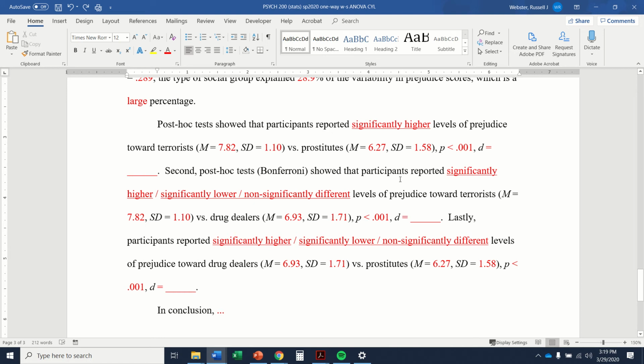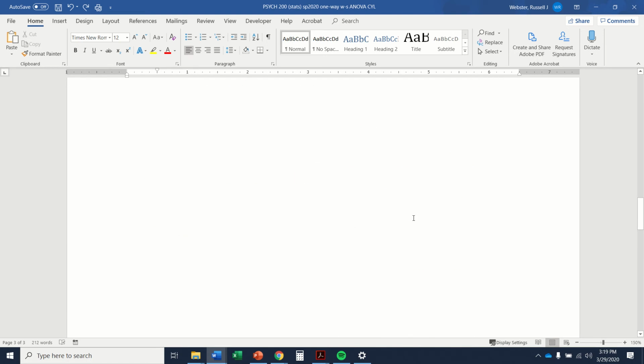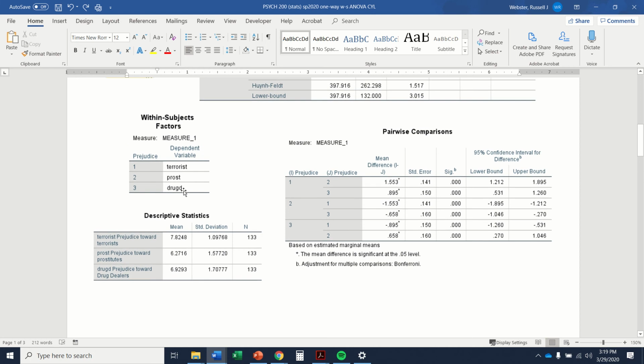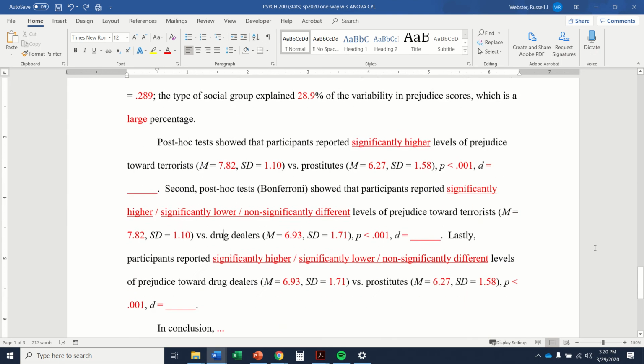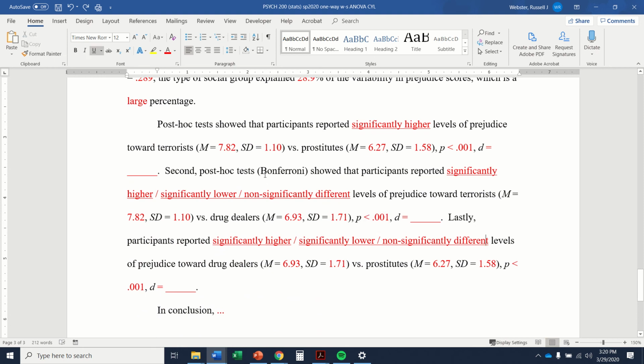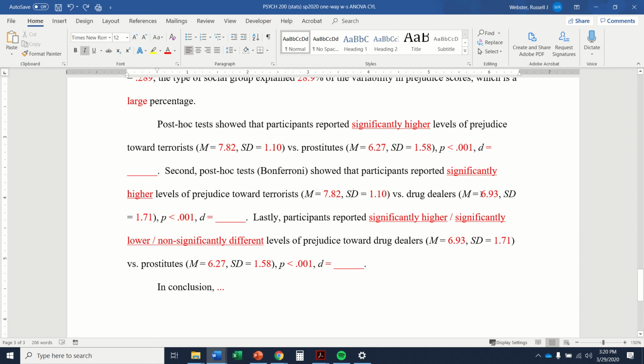All right, so the second comparison that we're making is terrorists and drug dealers. So this would actually be 1 versus 3 here. And so we can see that, again, we get the triple zeros here. So p is less than 0.001, but I would just point out how we find that difference in the post hoc table here. And so we have a significant difference. So here, terrorists is listed first, then drug dealers. And numerically, the mean for terrorists is bigger than the one for drug dealers. So we can say participants reported significantly higher levels of prejudice for terrorists versus drug dealers.